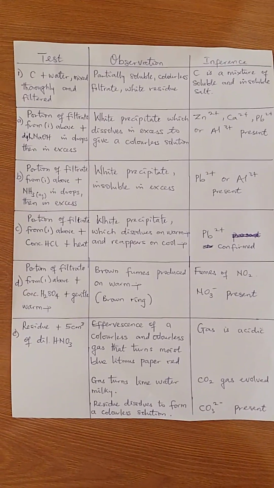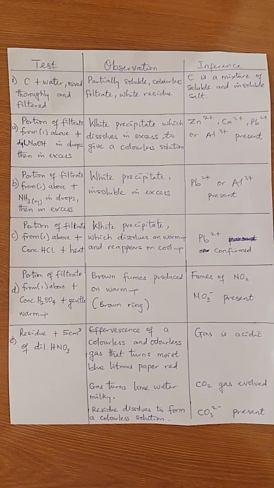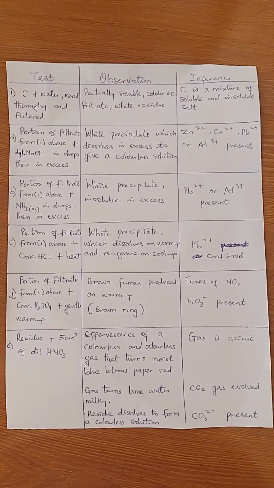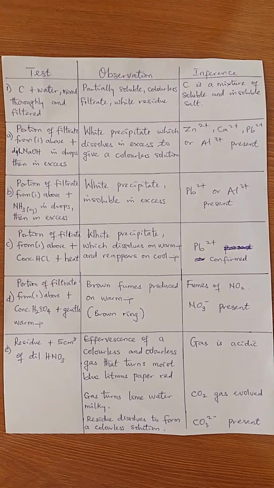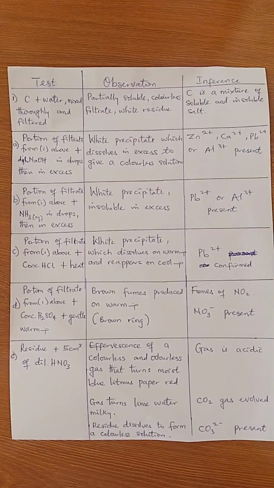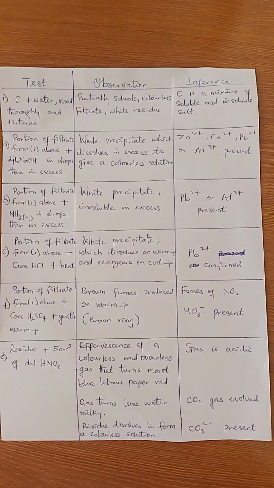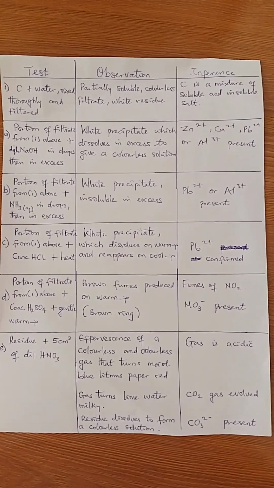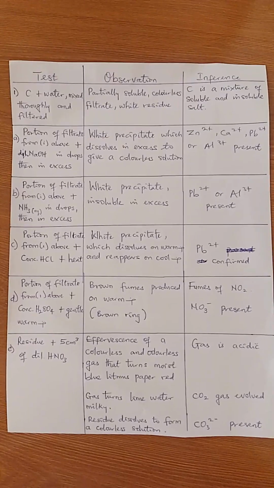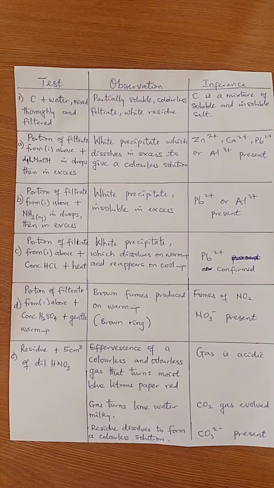The first test: C plus water, mixed thoroughly and filtered. What you are going to observe: partially soluble, colorless filtrate, white residue. And the inference is that C is a mixture of soluble and insoluble salts.